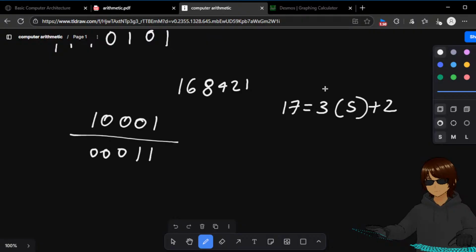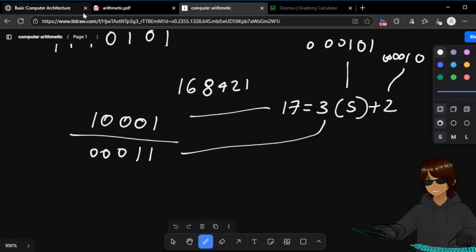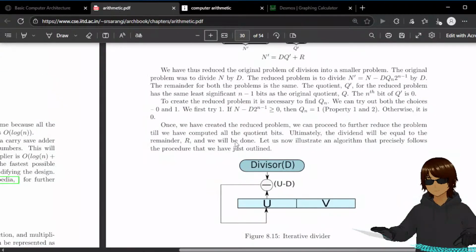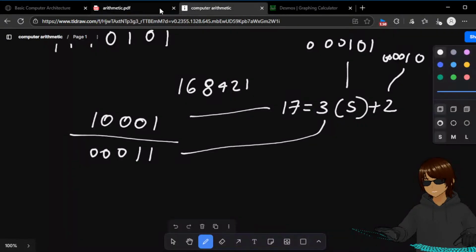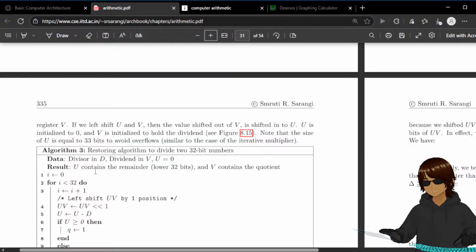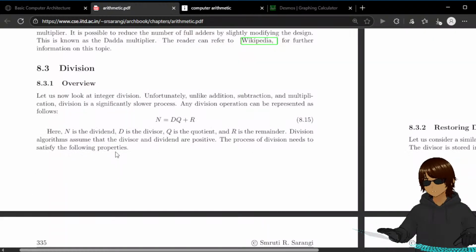So we should get this in here. You should get these two. So what they're saying is to store it in V. First we store, what do we store in V? So dividend in V, divisor in D. D is the divisor, V is the dividend.